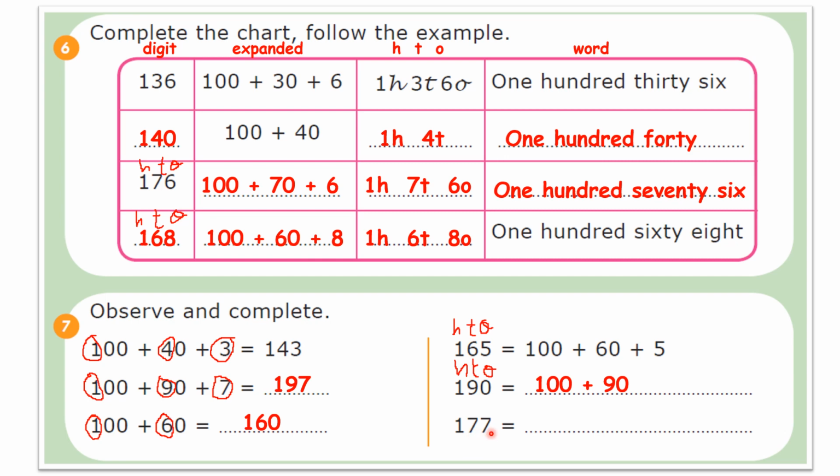Now, the last number, 177. Also the same. I need to write the value of each digit according, of course, to its place. So 1 in the hundreds place, what's the value? Equals, yes, 100 plus 7 in the tens place means 70 plus 7 in the ones place equals 7. So this is what I mean by the expanded form.